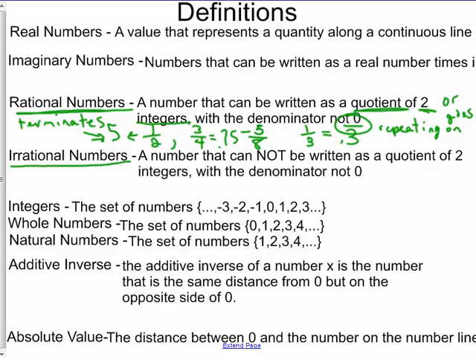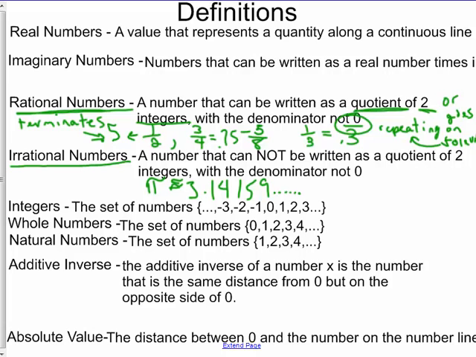0.12121212, 0.44444444, all those would be considered rational numbers because they go on forever with a pattern. They can be written as a quotient of two integers. You may not know what they are especially, but they can be written as one. 0.1583333333. That would be an example of it.